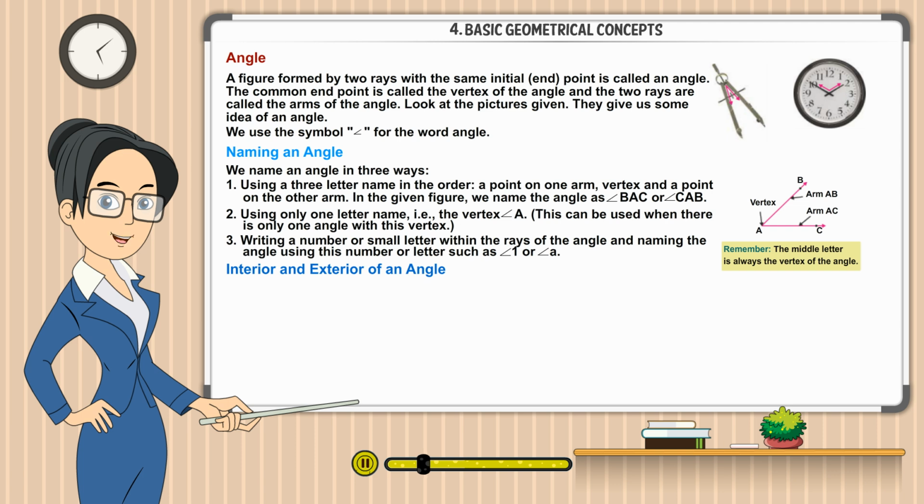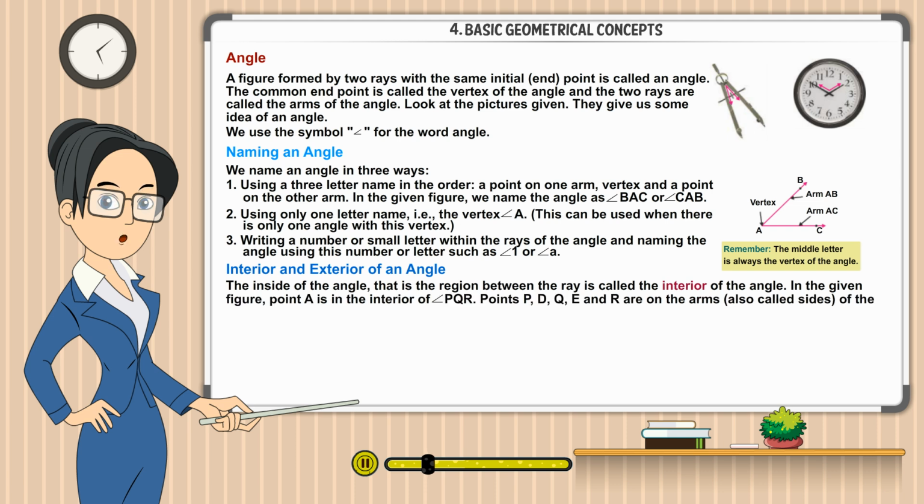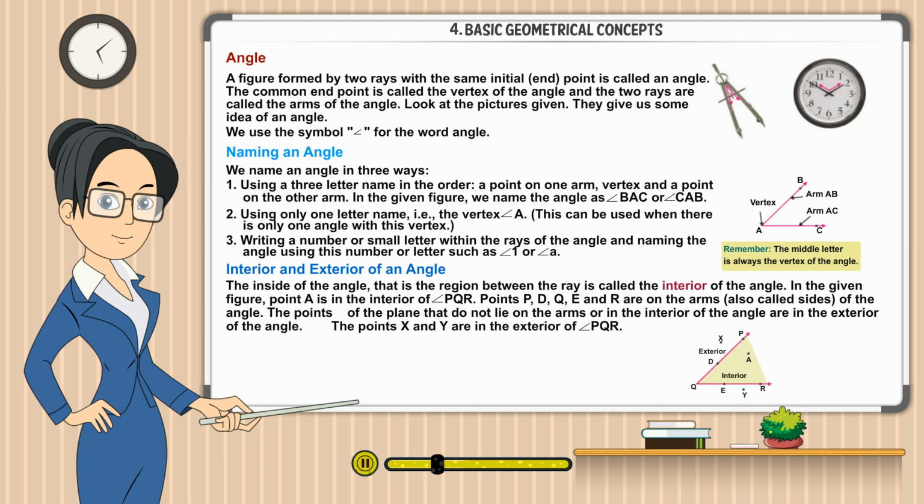Interior and exterior of an angle. The inside of the angle, that is the region between the rays, is called the interior of the angle. In the given figure, point A is in the interior of angle PQR. Points P, D, Q, E, and R are on the arms, also called sides, of the angle. The points of the plane that do not lie on the arms or in the interior of the angle are in the exterior of the angle. The points X and Y are in the exterior of angle PQR.